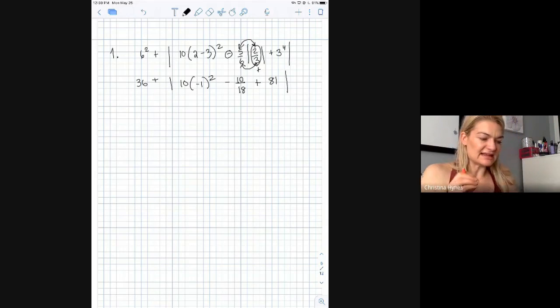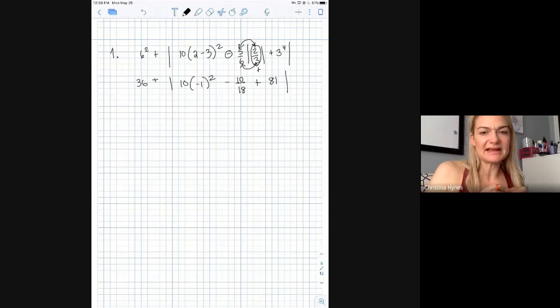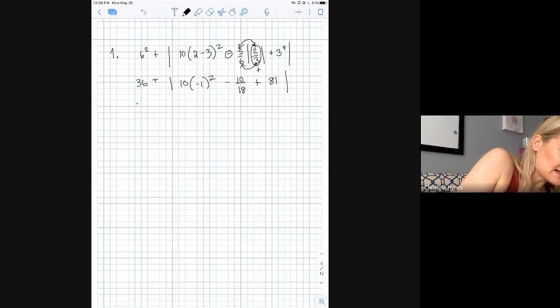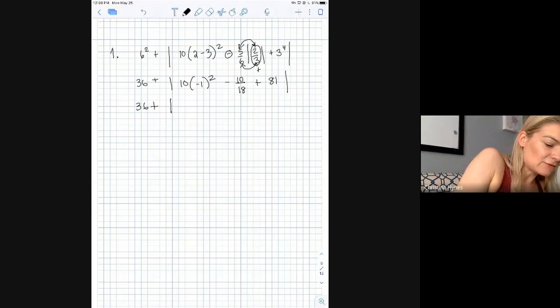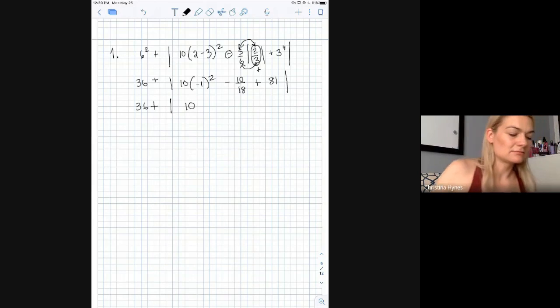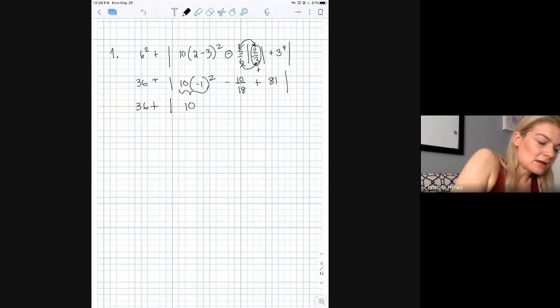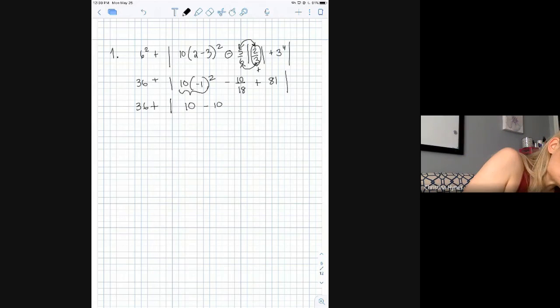I've kind of looked at it in pieces and did those multiplications together. Then I still have 36 plus. Now I'm going to work with -1 squared is 1. And -1 or +1 times 10 is 10. So all I did was I simplified this to be 10. So all I have now is 10 minus 10 over 18 plus 81 in absolutes.